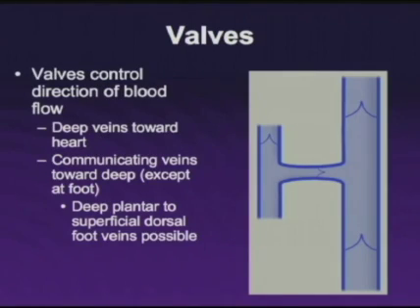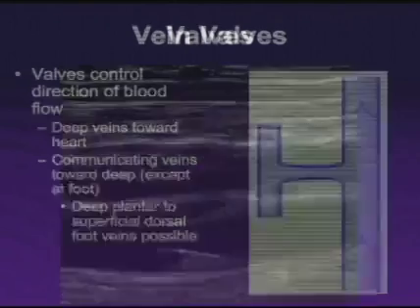The valves also control the direction of blood flow from the deep system to the heart and from the superficial system into the deep system, so that blood is pushed from the superficial into the deep system and out the deep system, pushed and propagated by the calf muscle pump back towards the heart.